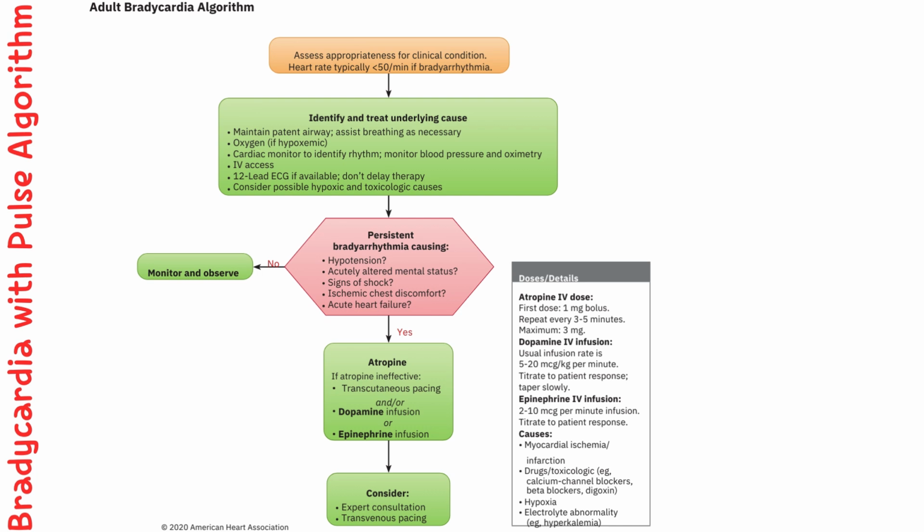So if you get down there, you have persistent bradycardia causing hypotension, altered mental status. So they're symptomatic and their heart rate is slow. First thing that we're going to give is atropine, or we can give dopamine, or we can give epinephrine, right? So this is what you follow, and this is what guides you in how you treat these patients. Now, if their heart rate is low, but they don't have any of those symptoms, we're just going to monitor and observe them. You see, like in the middle from the red off to the left, monitor and observe.